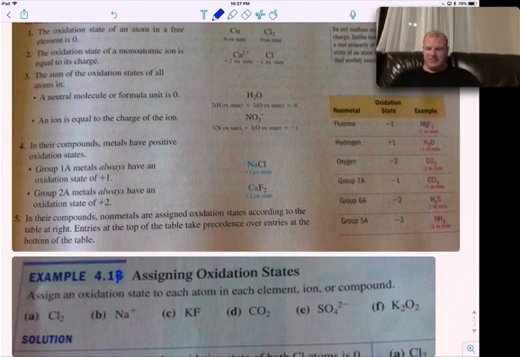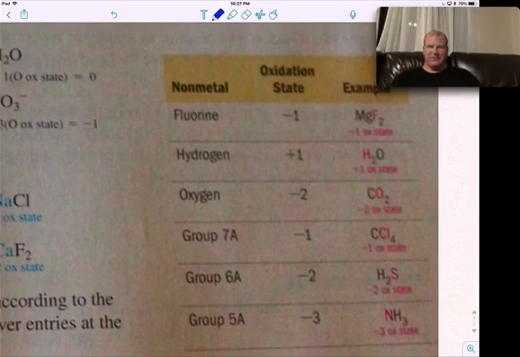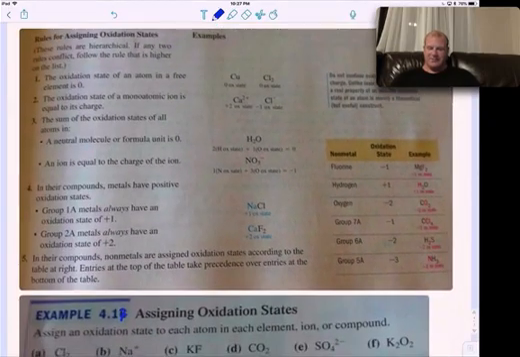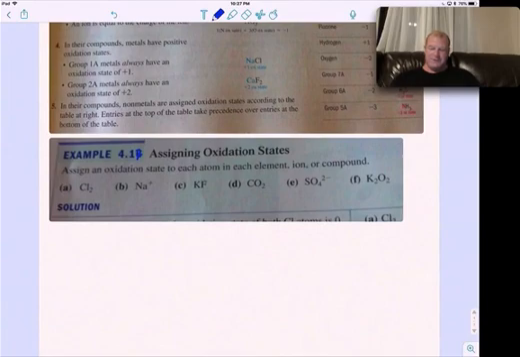And then for other things, we have a chart as shown here, where fluorine is -1, which is more important than hydrogen being +1, which is more important than oxygen being -2. 7A, the halogens tend to be -1. The sulfur, the oxygen family tend to be -2. Nitrogen family, -3, the columns in the periodic table. Okay, so let's use these rules to assign oxidation states.